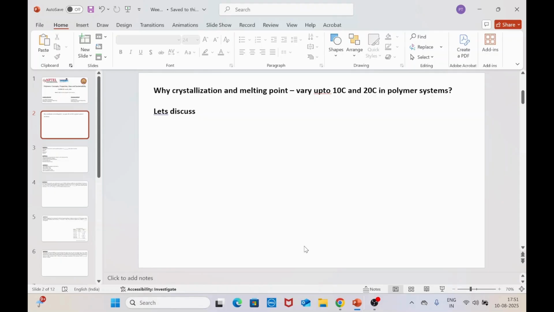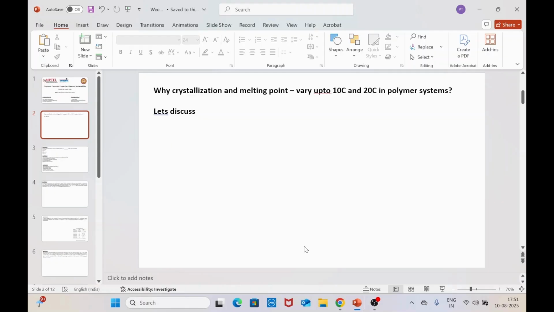What different types of interaction? Ion dipole interactions, hydrogen bonding, van der Waals forces, and what else? Van der Waals forces, dipole, ion dipole, hydrogen bonding. Yeah, so these are the typical examples.